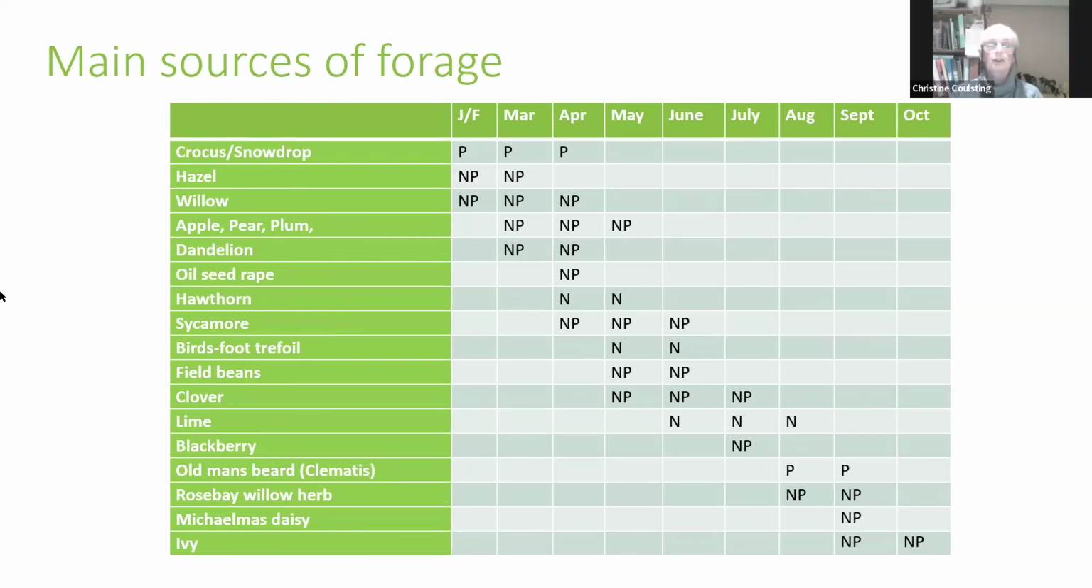helps around July time. And then I do have quite a lot of clematis, not a lot of rosebay willow herb, but Michaelmas daisy and lots of ivy around me. So do know your sources of forage, and particularly the earlier and later ones, the problem areas, really. Be aware of it, but your list will be different to mine.